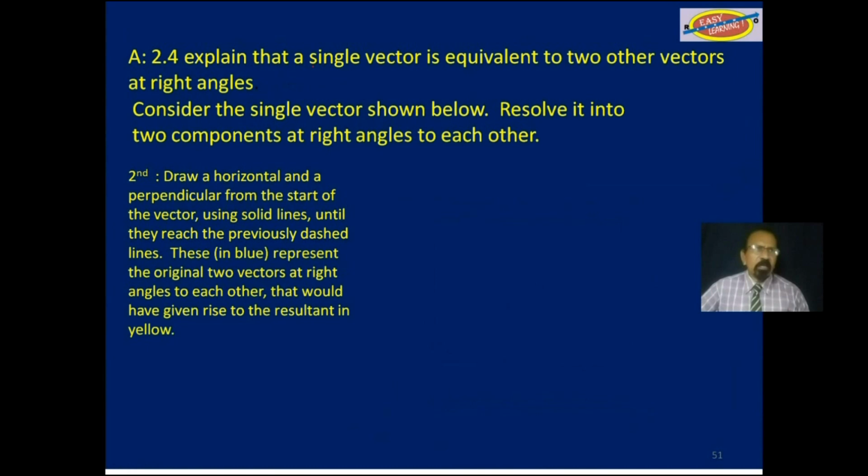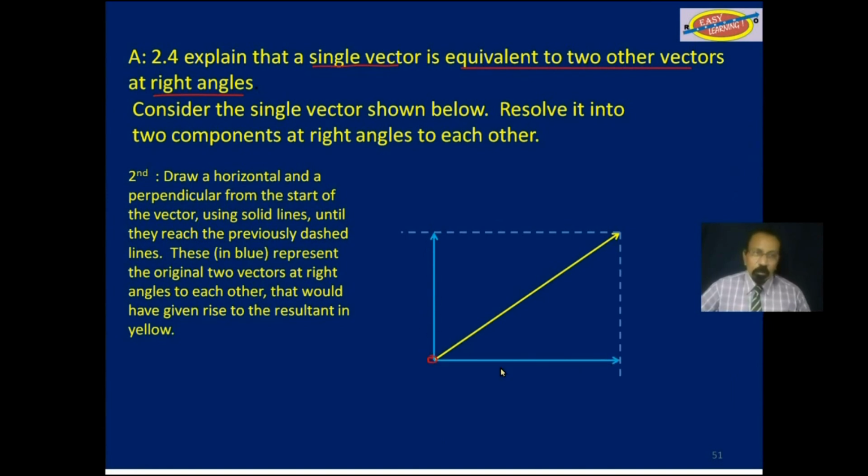Remember, we are looking at a single vector and we want to show how that is the equivalent of two other vectors at right angles. So let this be our single vector. If we drop a perpendicular like that and draw a horizontal like that, from this point, we draw a line going straight up like that and one going straight across like this. Those forces in blue would give the resultant in yellow.